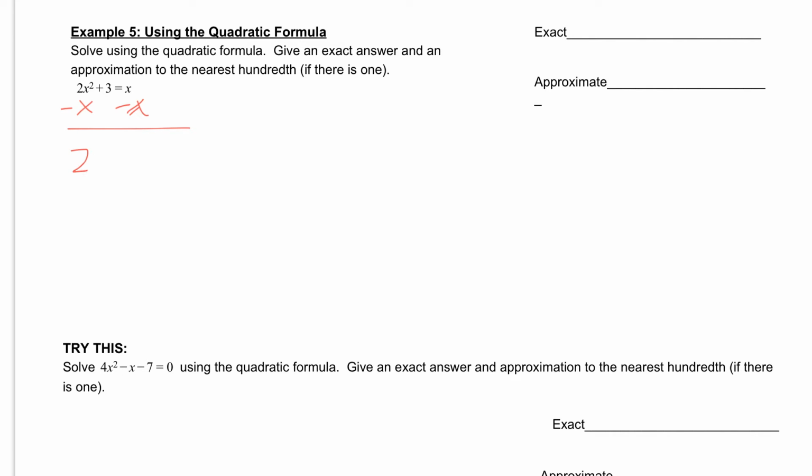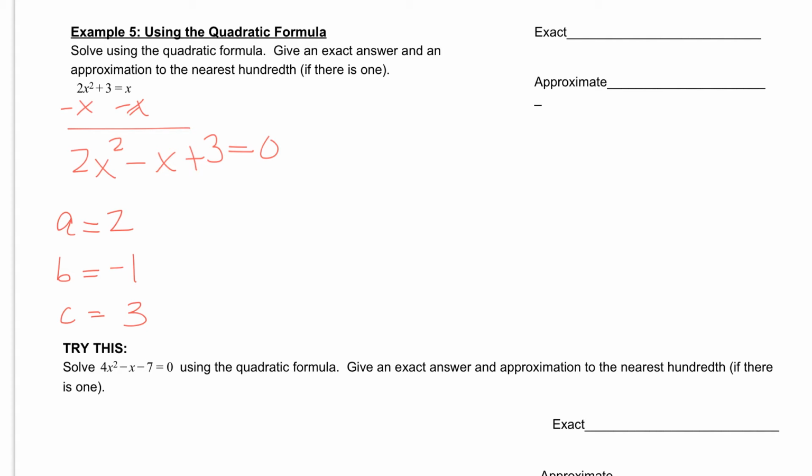So we have 2x squared, then we'll do the minus x plus 3, and now that's set equal to 0. This just makes it easier to find our a value, our b value, and our c value. So let's list those values out. A is our number in front of x squared, so a is 2. B is the number in front of x, so b is negative 1. And c is our constant, so c is 3.